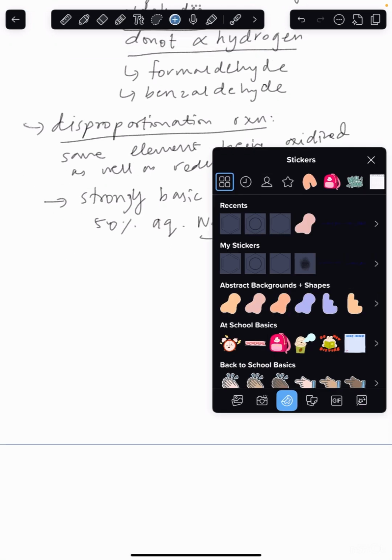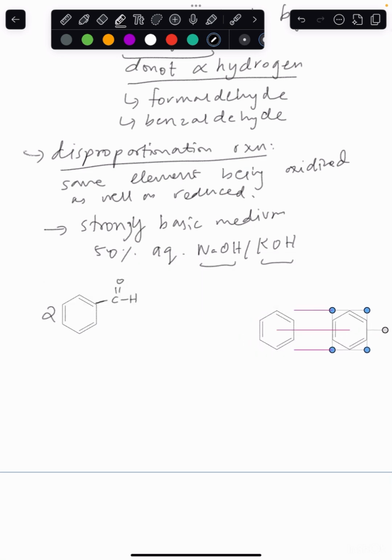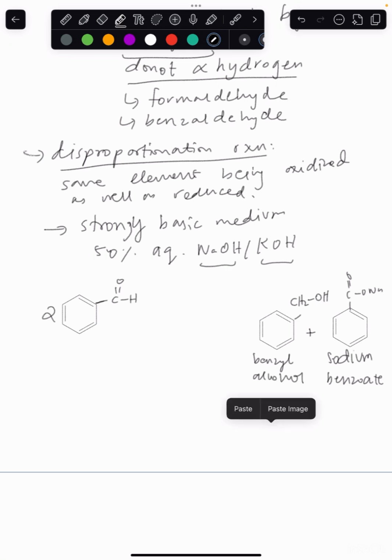Now if we take an example of two benzaldehydes, what we get here is a benzyl alcohol, and what we also get here is sodium benzoate and a benzyl alcohol.